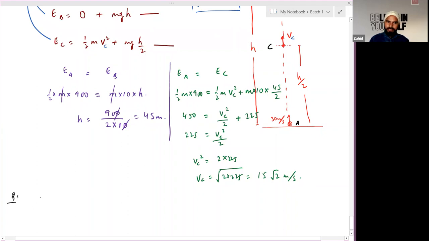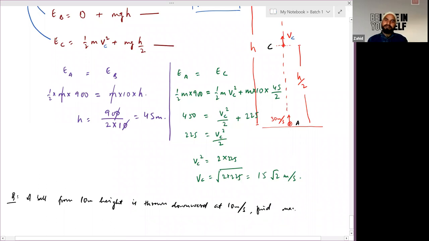I'm giving you one more problem related to this. A ball from 10 meter height is thrown downward at 10 meter per second. Find the maximum height it will regain on bouncing back.